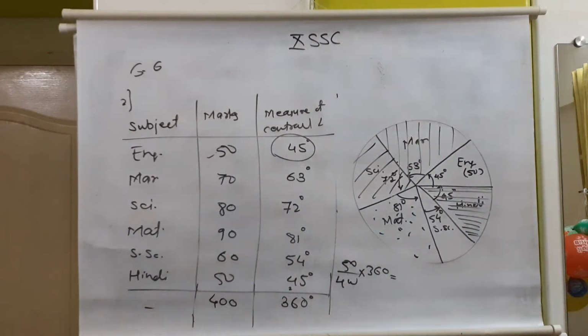Once again, the total of the angular measurement should come to 360 degrees, as the angular measurement of a circle is 360 degrees. We'll stop it here for today.